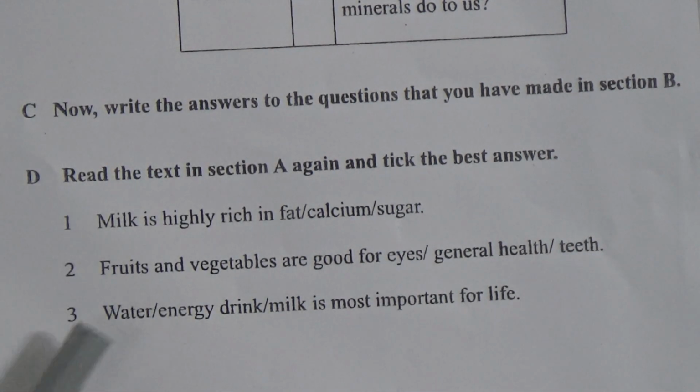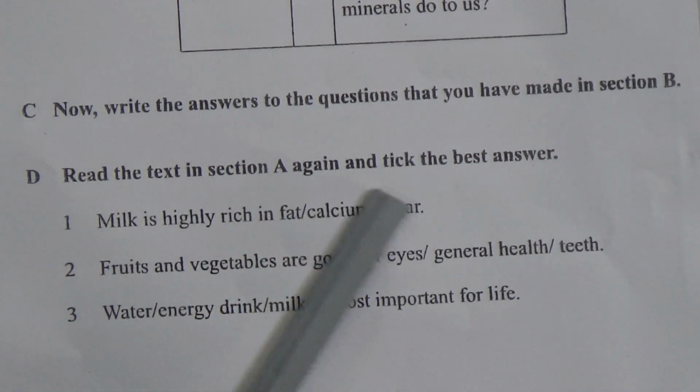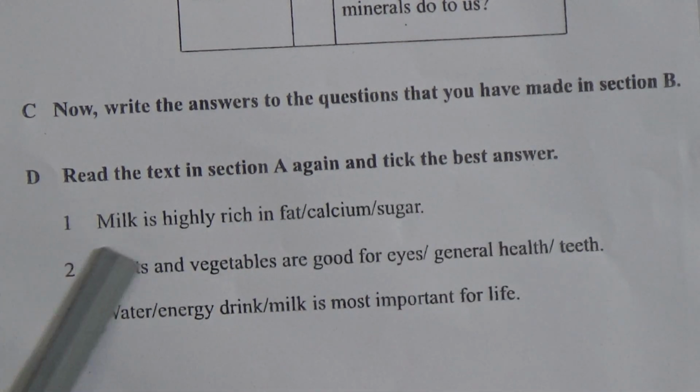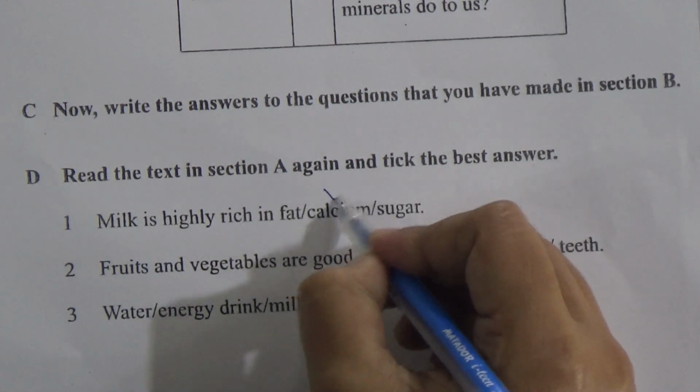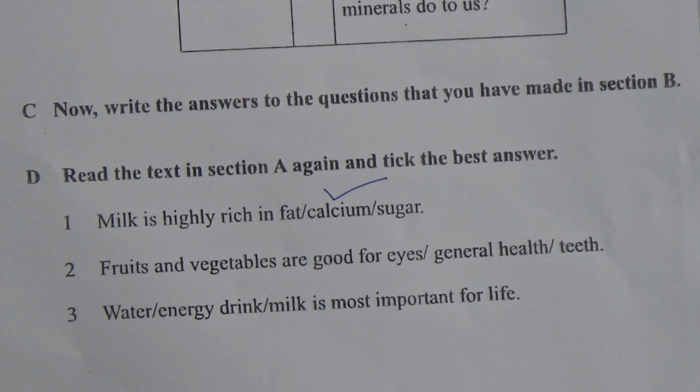Now, we will go to section D. Read the text in section A again and tick the best answer. Now, look number 1, milk is highly rich in fat, calcium or sugar. Which one? Yes, we know that it is highly rich in calcium. Now, number 2, fruits and vegetables are good for eyes, general health and teeth. For general health, right? For overall health. Now, number 3, water, energy drink, milk is most important for life. Yes, it will be water, because without water we cannot live.